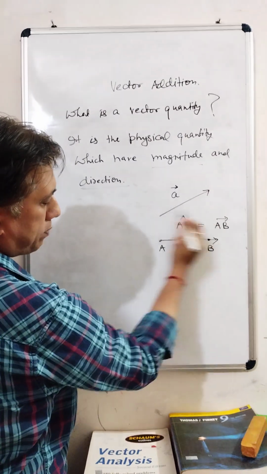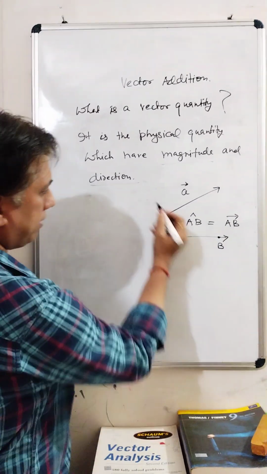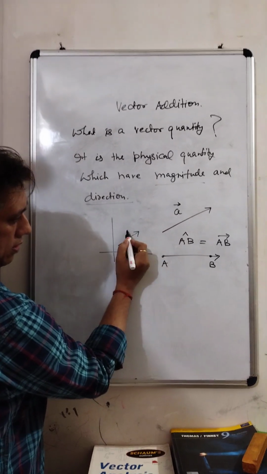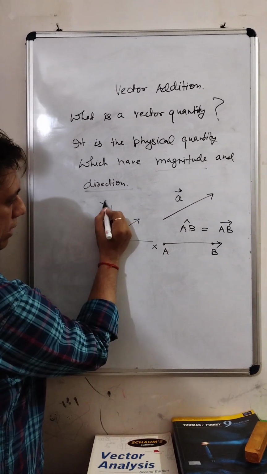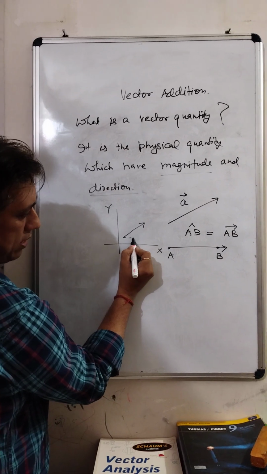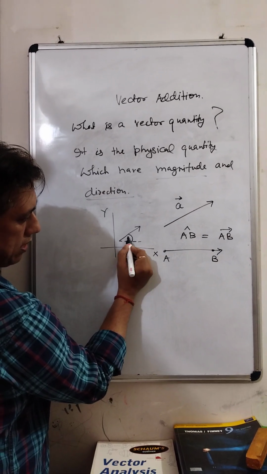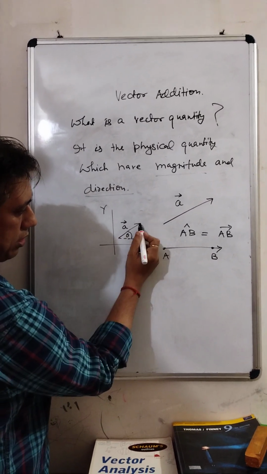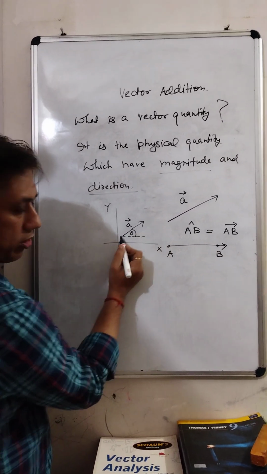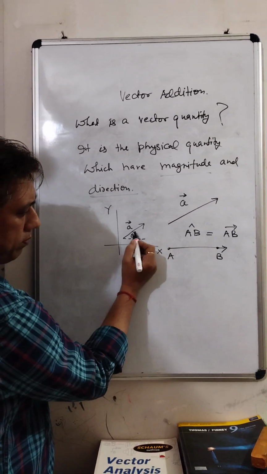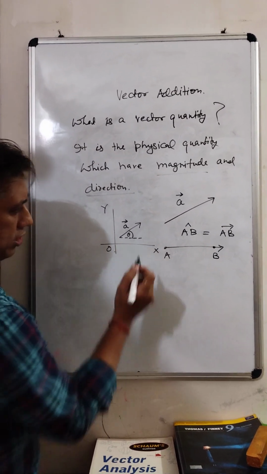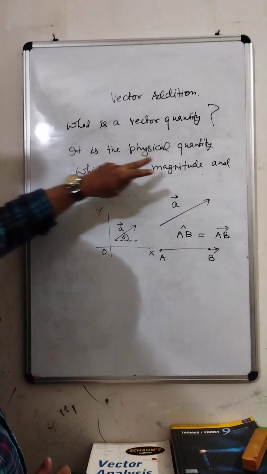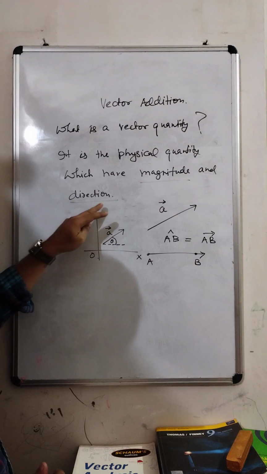This is the direction with respect to any coordinate system, like this is the x coordinate, this is the y coordinate, and this is the angle with the x coordinate. This is the vector A, and this has got the angle with respect to the x-axis. This is the origin. So we know what a vector quantity is: it is the physical quantity which has magnitude as well as direction.